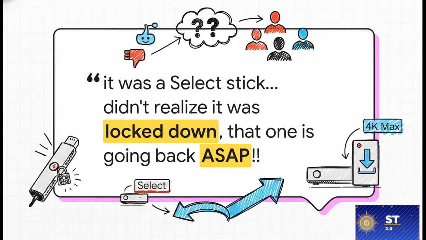And hey, you wouldn't be the first person to discover this. It's a really common point of confusion, just like this user on Reddit found out. A lot of people are buying the Select model and have no idea about these limitations. If sideloading is a big deal for you, the only real option is to return it and grab a different model, like the 4K Max.